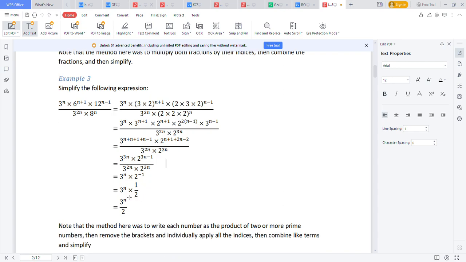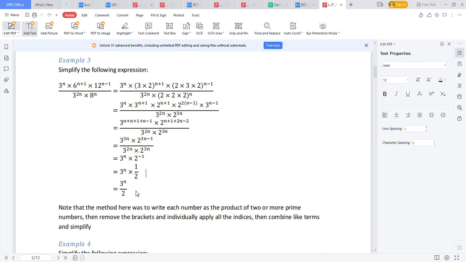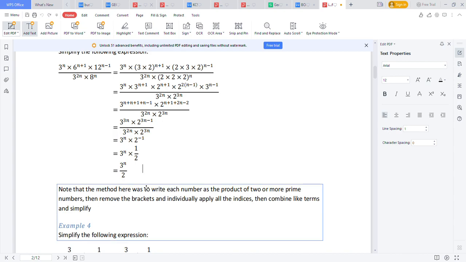So here you're going to have 3 raised to power n times 2 raised to negative 1. But remember, for us to move the negative, we simply get the reciprocal of that particular number. You're going to have a half. Then you're going to have 3 raised to n all over 2 as your final answer.